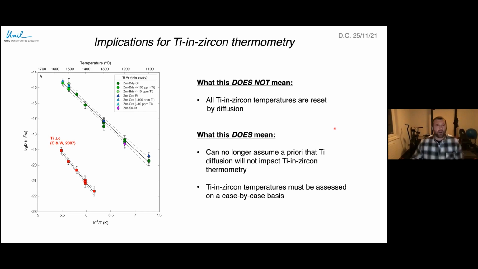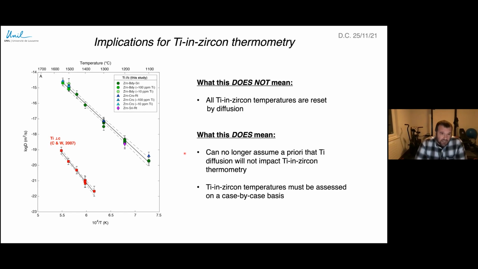So it's important to bear in mind that even though we see this very large difference, these diffusion coefficients reported for titanium perpendicular to the c-axis are some of the slowest diffusion coefficients that have been measured in geologic material. So even though we have much faster diffusion parallel to the c-axis, this is still not a very fast diffusing species.